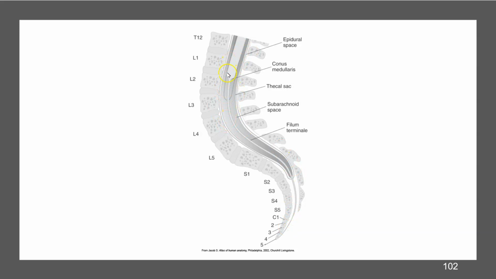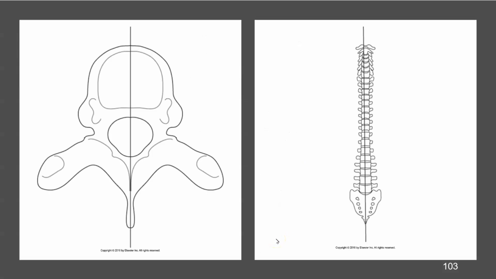So you've got to be very careful. Your conus medullaris is where it ends. Then you have your thecal sac and your subarachnoid space, and all your nerves are just free floating within that, okay? But you can see you have your epidural space, and you come down your cord to your conus medullaris, okay? And then you have this filum terminale that attaches down along your coccyx.